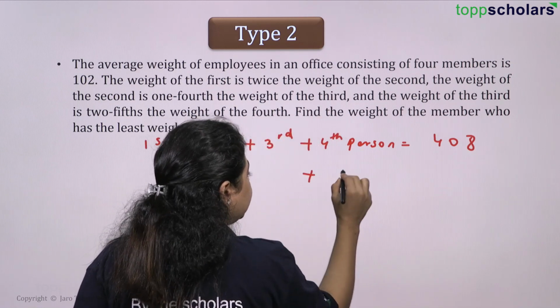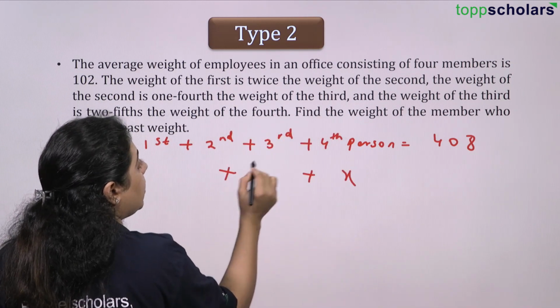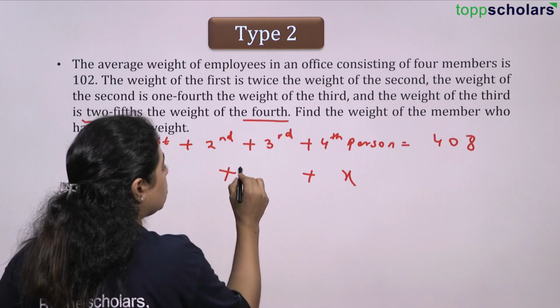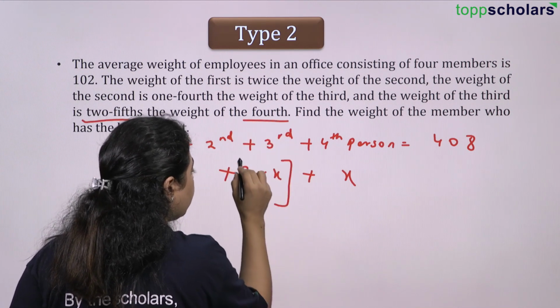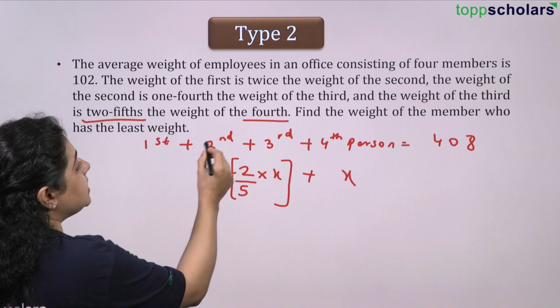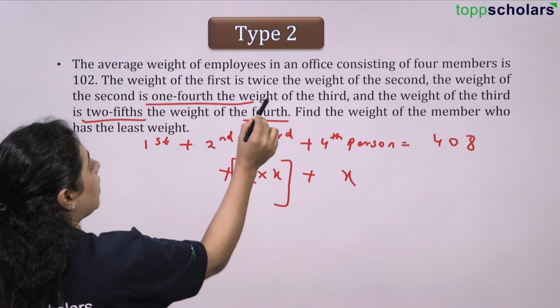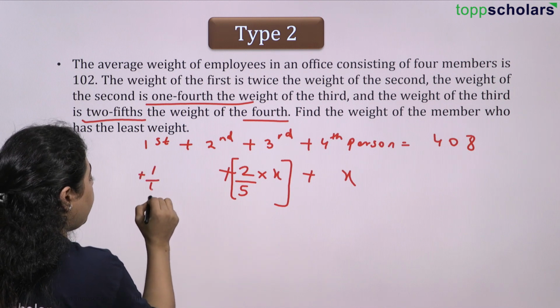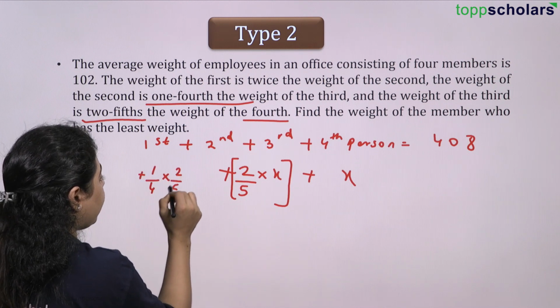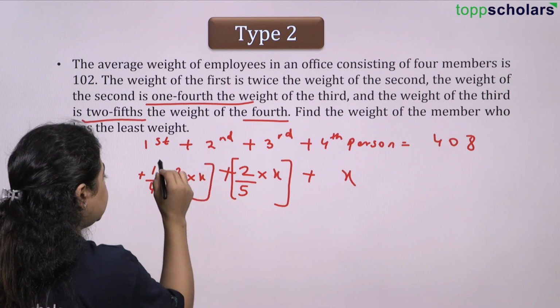Fourth person we said it was x. Third person is 2/5 of the fourth. So 2 by 5 of fourth. This is the weight of the third person. For the second person we are given it is 1/4 the weight of the third, meaning 1/4 of that. So it will be 1 by 4 into 2 by 5 into x. This is for the second person.